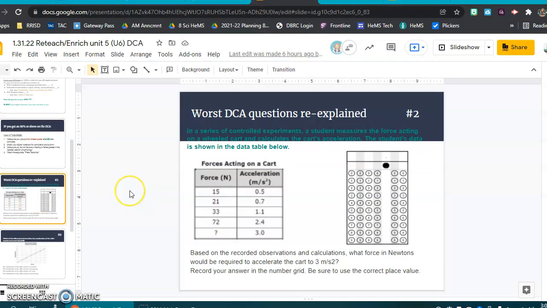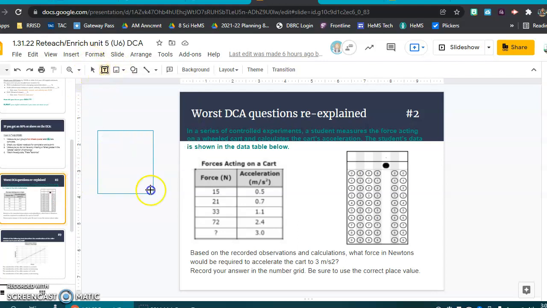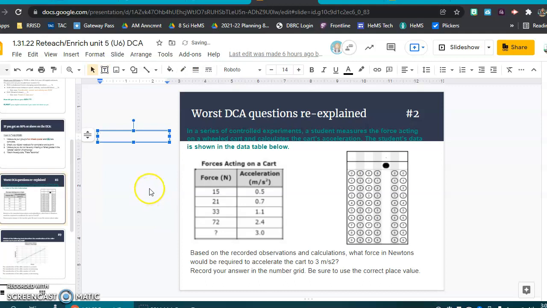Okay, so one of the other worst questions is in a series of controlled experiments. The student measured a force on a wheeled cart and calculated the cart's acceleration. The student's data is shown below. Well, if I know my little force equals MA triangle, force over mass times acceleration, so I have force and I have acceleration. So I'm going to say mass is equal to F divided by A.